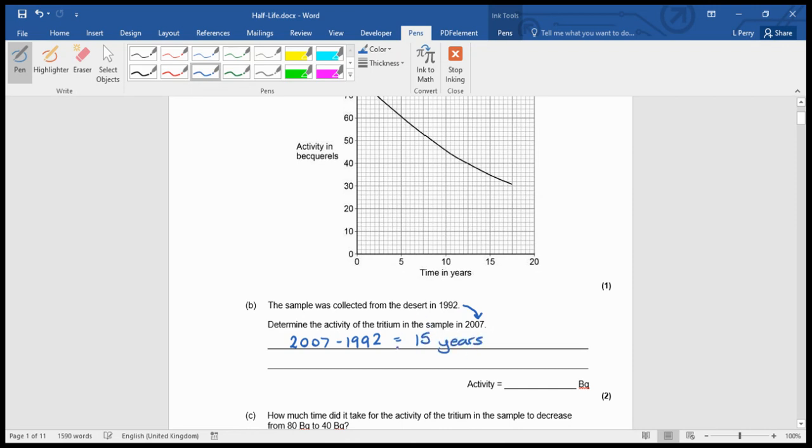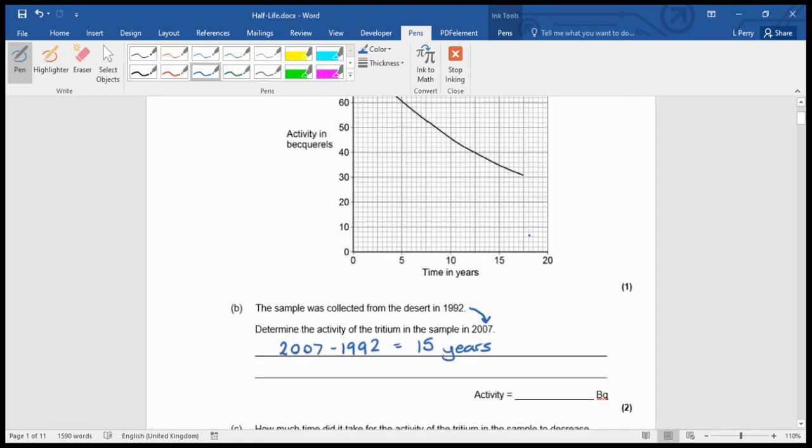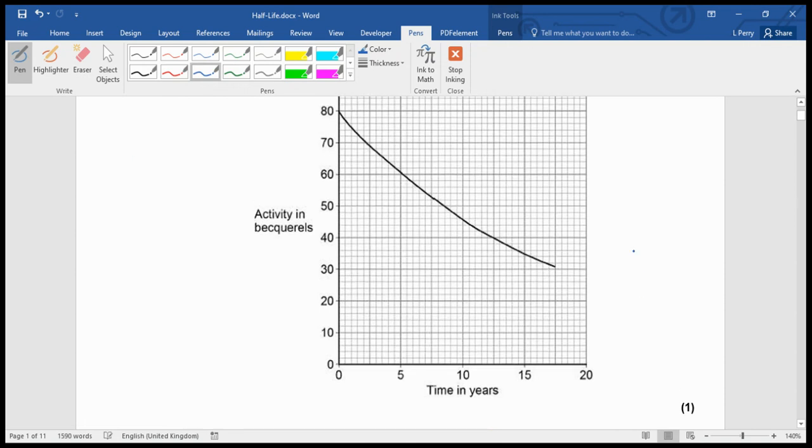So we need to know the activity after 15 years. I can read that off the graph. If I just zoom in, 15 years, go up to the graph, staying on the same line, takes me to there, across, that brings me to here. So now I just need to know what this line is.